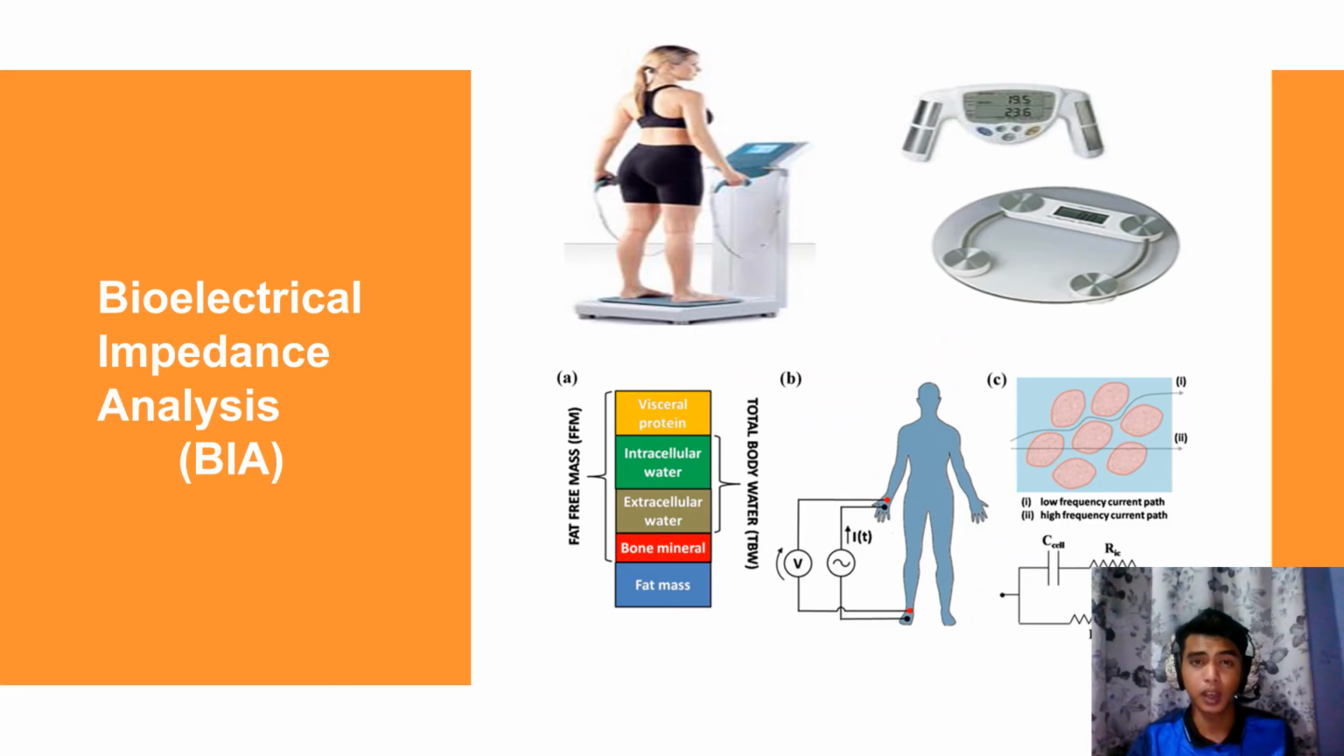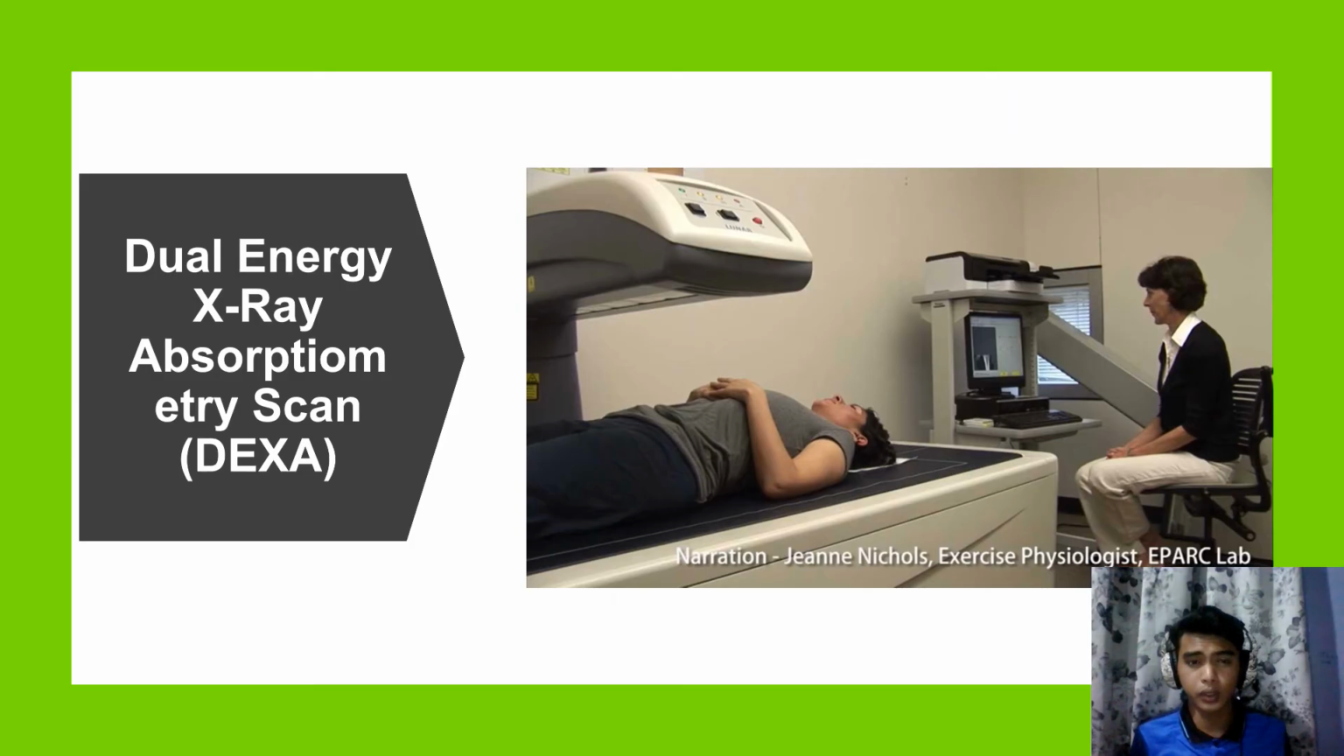Now we talk about bioelectrical impedance analysis. This one is also used to measure our fat. If you can see on the slide, okay, this is a very simple thing. I hope you understand about this topic. Now we talk about dual energy X-ray absorptiometry scan that we call DEXA. For this, we just use a machine to scan our body. Okay, it's a simple thing.